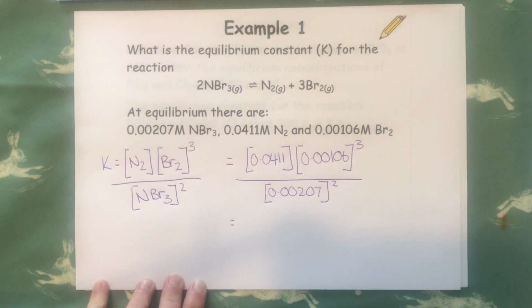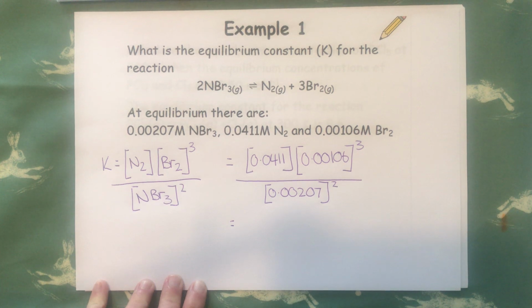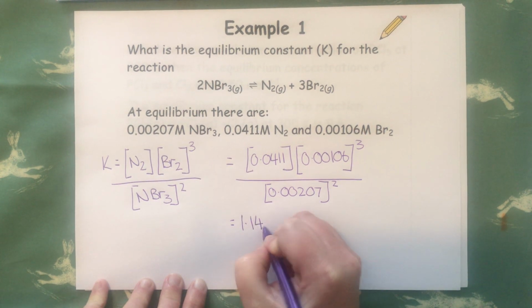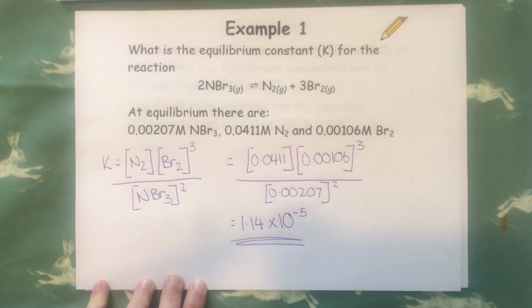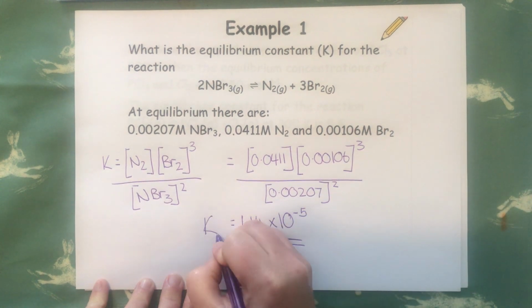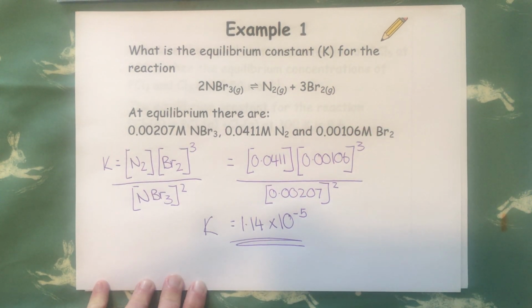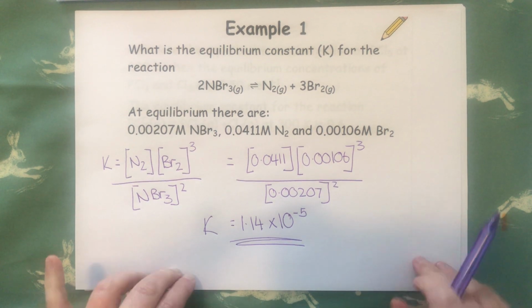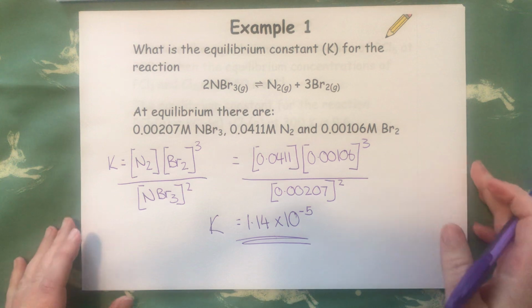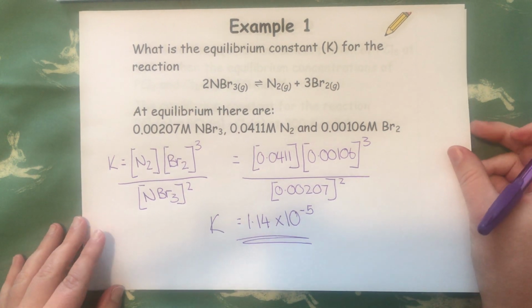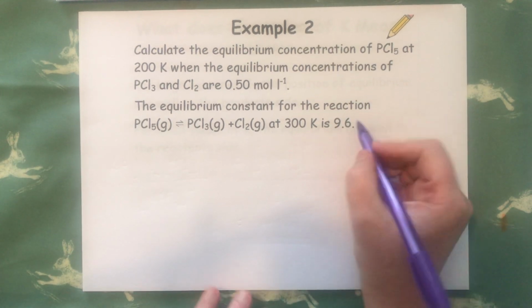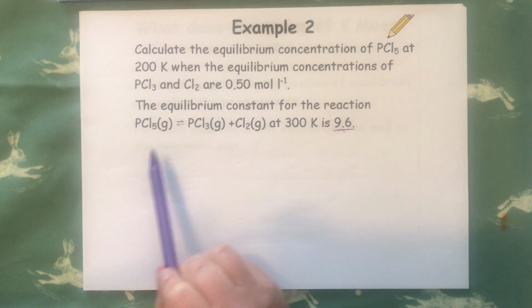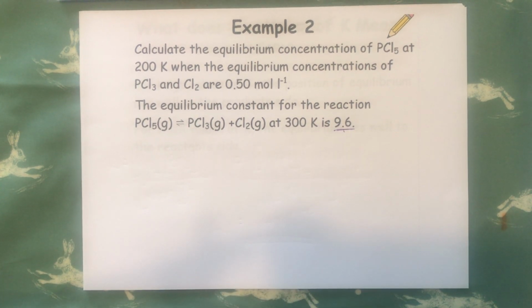So I've plugged in those values. I then just need to put that into my calculator and I'll work that out and I get an answer of 1.14 times 10 to the negative 5. And this value is K for this reaction. So that's one example of the type of calculation that you might be asked to complete in terms of equilibrium constants. Another example is where you may this time be given the value of K and be asked to work that back and calculate the concentration of either one of your reactants or indeed your products.